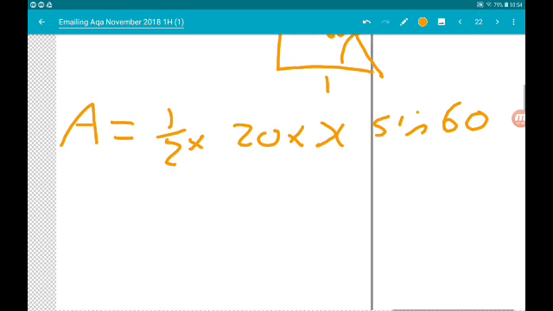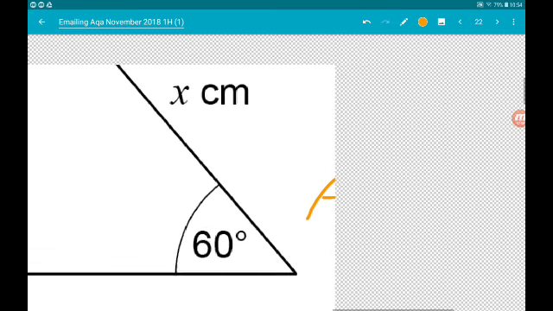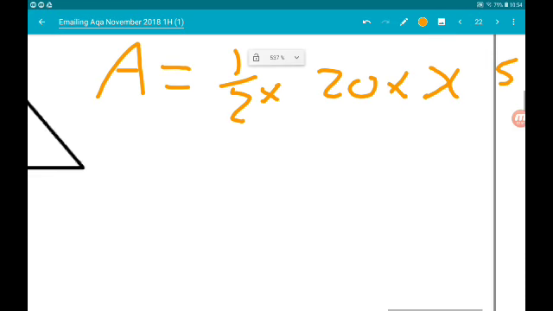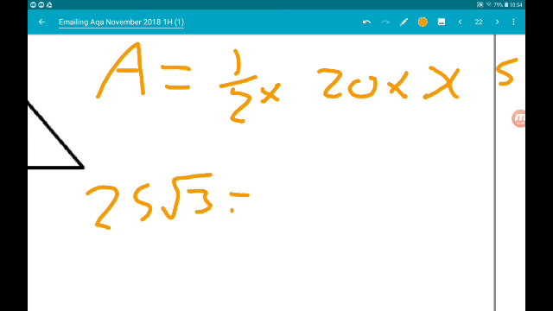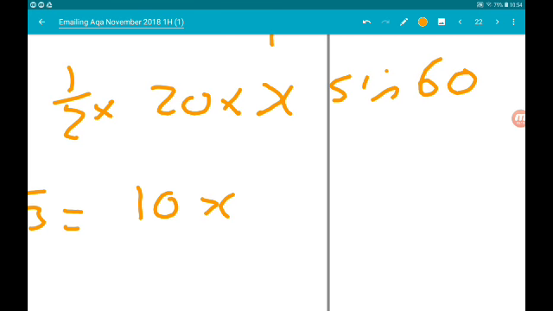So that, we know that the area is 25 root 3. So we know 25 root 3 is equal to 1/2 times 20 is 10. So we got 10x times sine of 60, which is root 3 over 2.